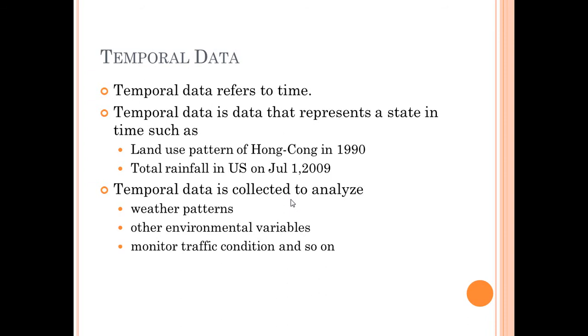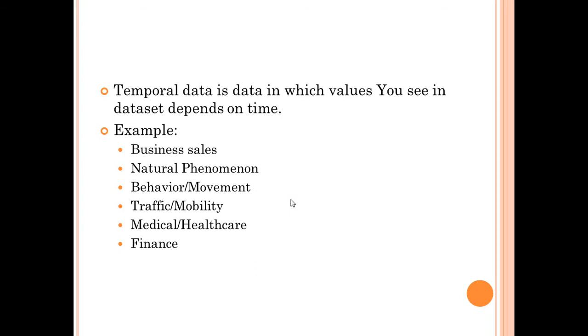For example, land use pattern of Hong Kong in 1990. Another example is total rainfall in US on 1st July 2009. Temporal data is basically collected to analyze weather patterns, environmental variables, monitor traffic conditions, and so on. Temporal data is data in which values that you see in the data source depend on time.